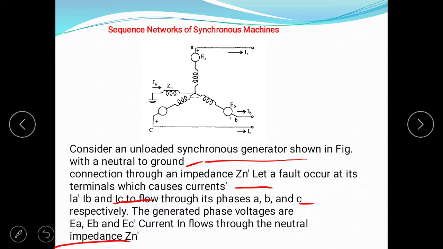In this circuit, we represent a synchronous machine with phases A, B and C. It represents the voltages Ea, Eb and Ec, and the winding impedances are Za, Zb, Zc. The neutral is grounded, the neutral impedance is Zn, and the current in the neutral is considered In.